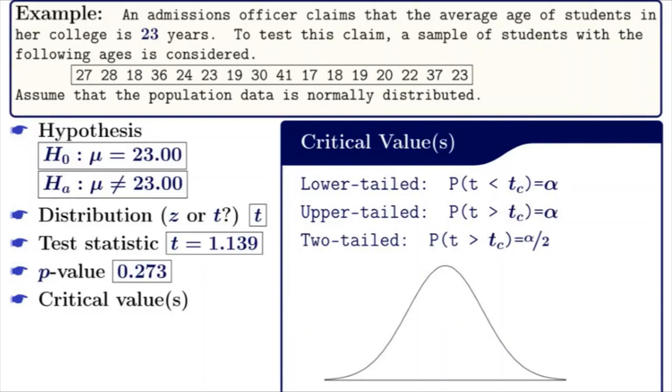Next, let's find critical value. First, note that it is two-tailed test since we have not equal to sign in alternate hypothesis. So we will have critical values at both tails such that area is alpha by 2 at each tail. Let's put it in the graph.